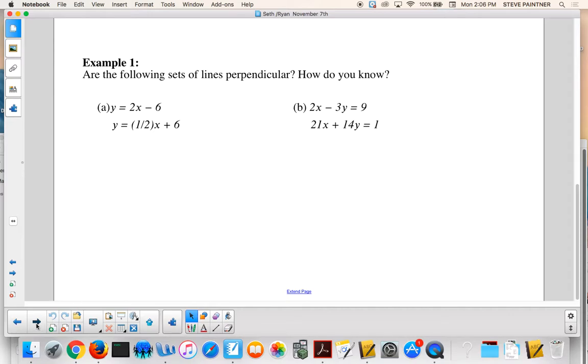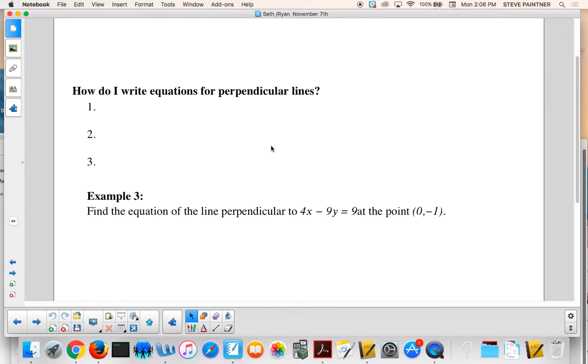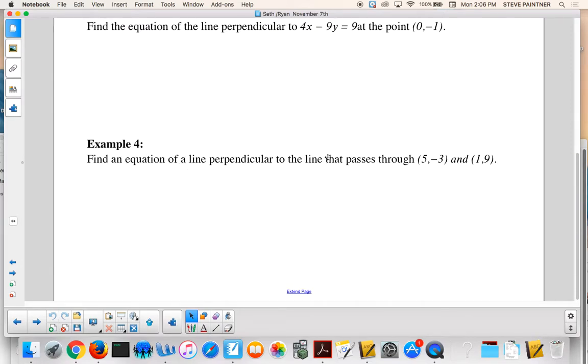Okay, and then I think this is the next page, example 2. How do I write equations for perpendicular lines? 1, 2, 3. And then example 3, example 4. Yep, there it is. You got it. It's all there. And then all the work you're handing them is right. I got it over here.